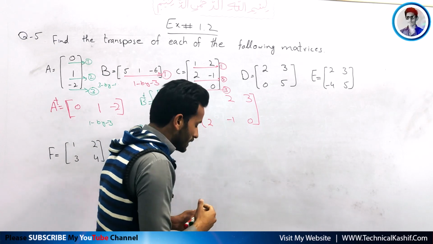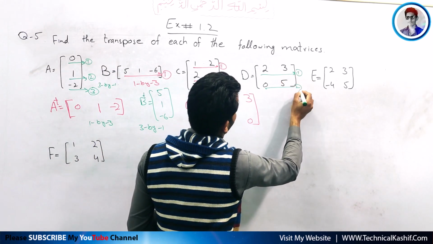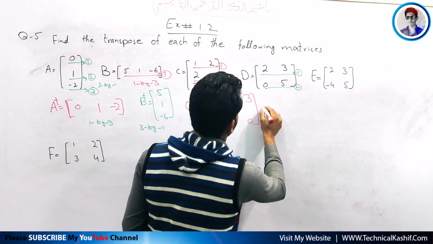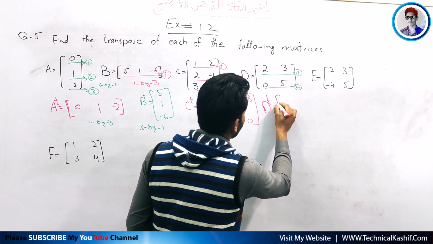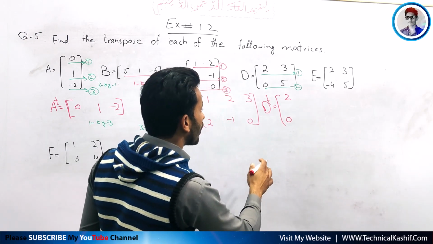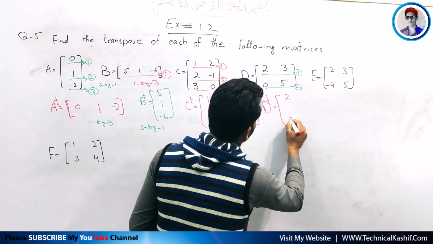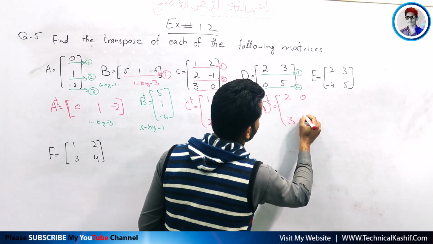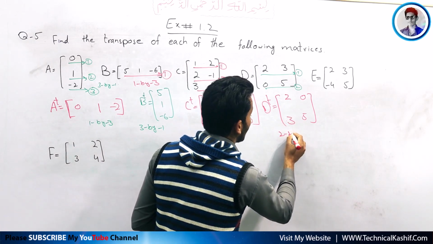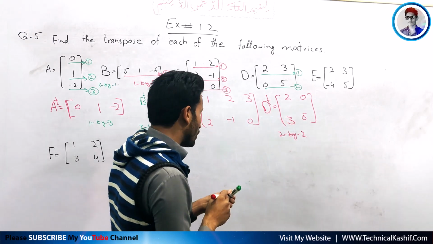See the next one, D matrix, having number of rows 2 and number of columns also 2. First row changes into first column and second row changes into second column in D transpose. First row 2 and 0 changes into first column, and 2 and 3 changes into first column, and 0 and 5 changes into second column. So its order remains the same, 2 by 2, but its columns change into rows and rows change into columns.